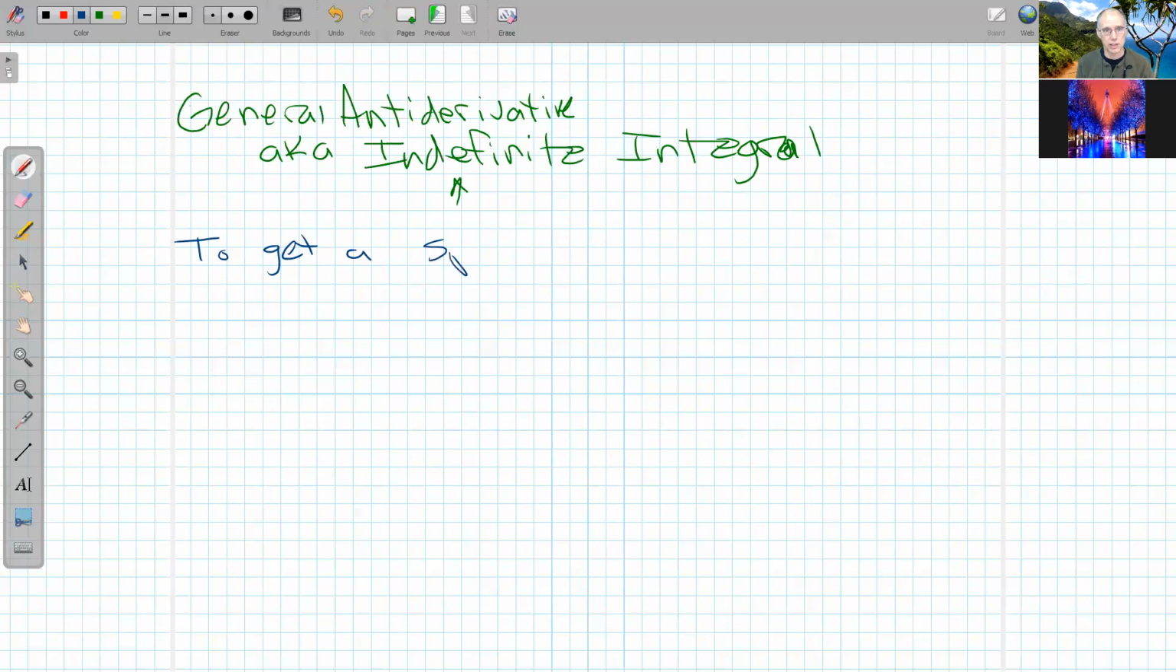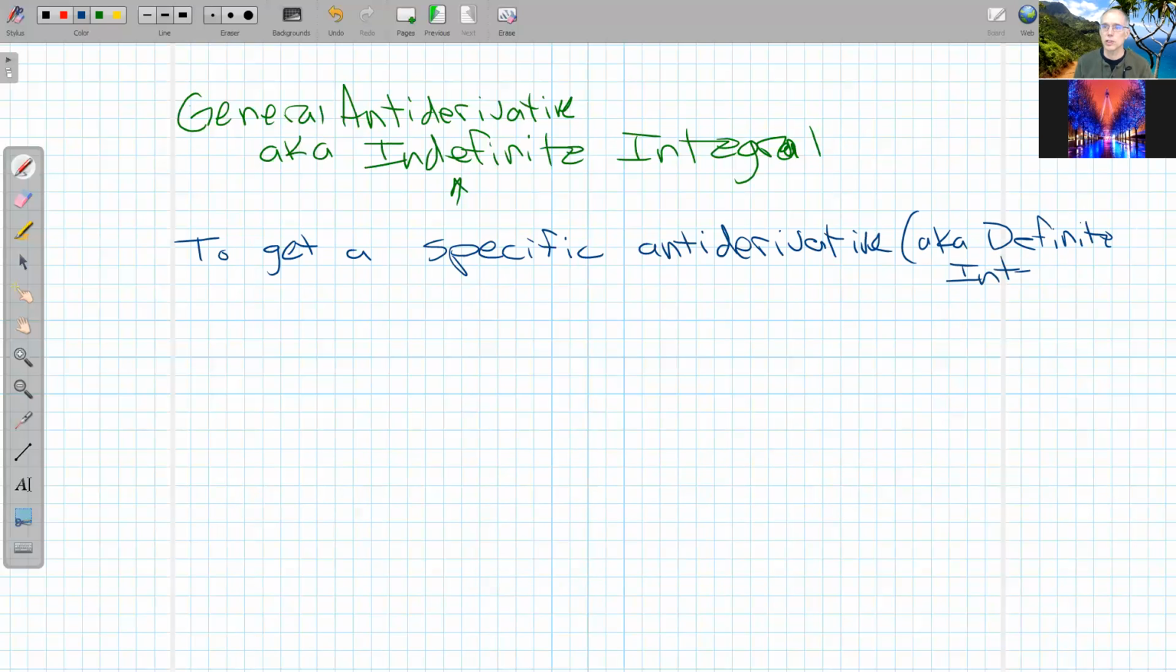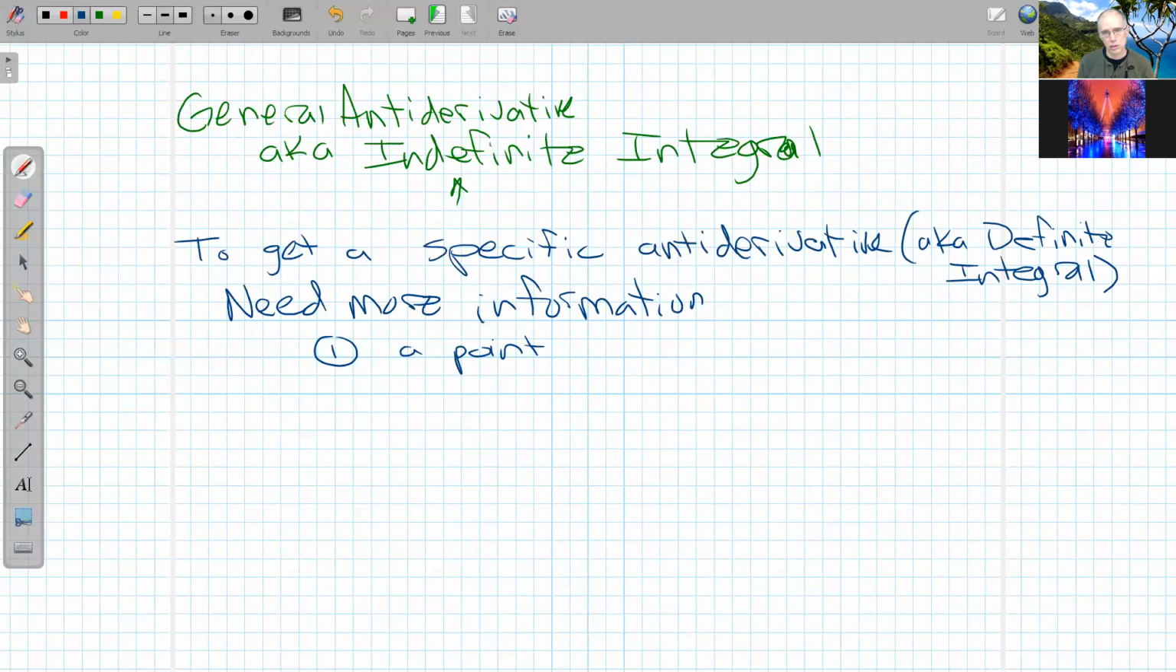So to get a specific antiderivative, also known as a definite integral, we need some specific information. We need more information. That information usually comes in one of two ways. One, a point on the original. Somebody would need to tell me that I have the point (a, b), or it might be stated as f of a equals b. If I know that, then I can figure out what the constant is.